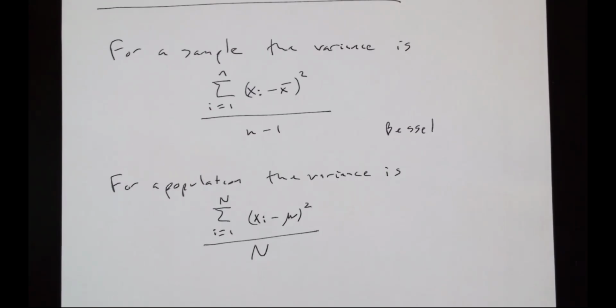Now, since the variance is squared, the problem here is that we're going to get square units. If I'm dealing with dollars, this is in dollars squared. That doesn't make much sense. So it would be more useful to us to take the square root of this. That's our standard deviation.